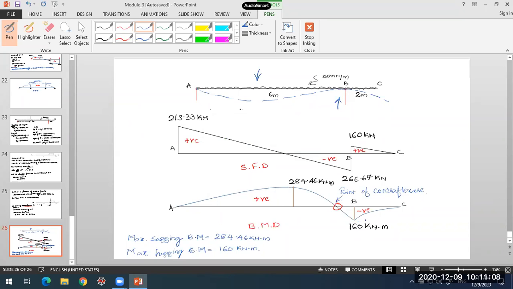Here, just to understand what sagging bending moment and hogging bending moment are. They represent the nature of bending of the beam. Sagging means curvature will be downwards like this. Hogging means curvature will be upwards like this. This is the hogging portion of the beam. This is the nature of bending.